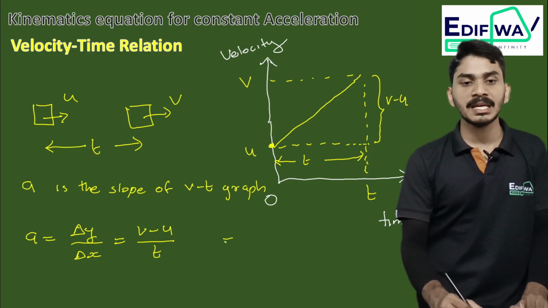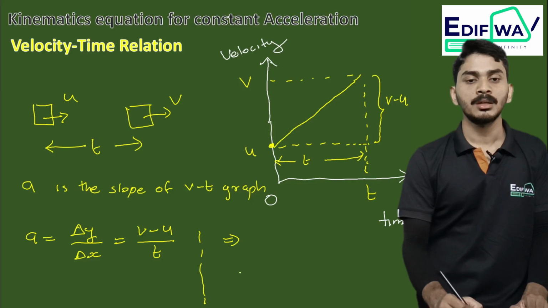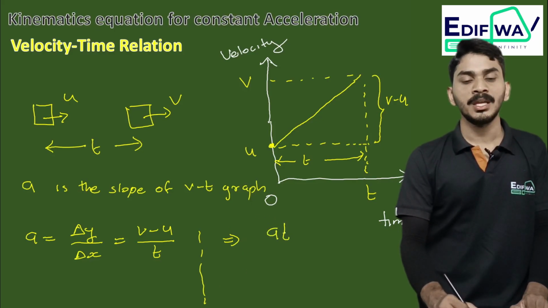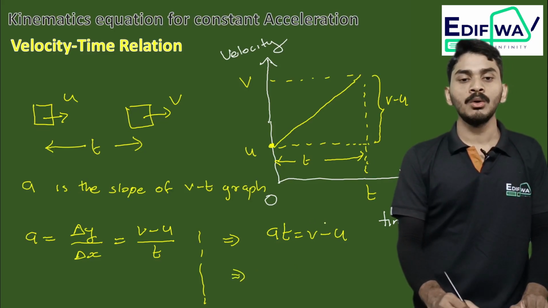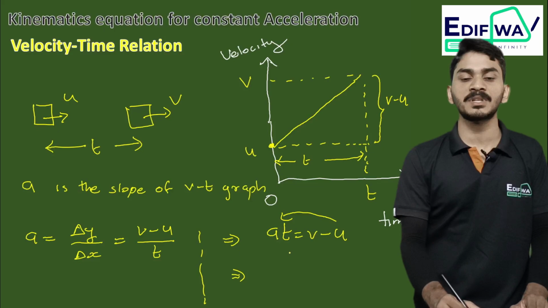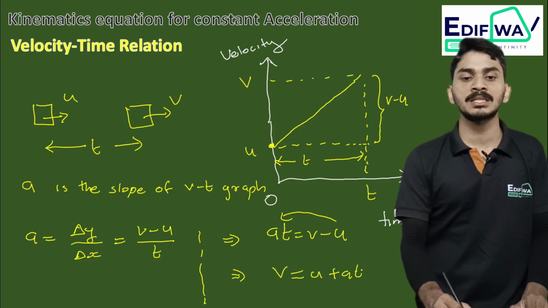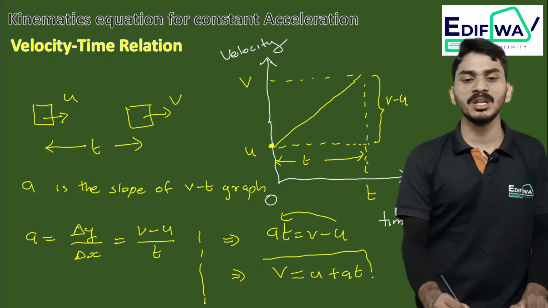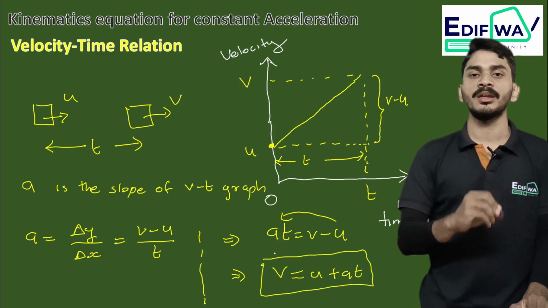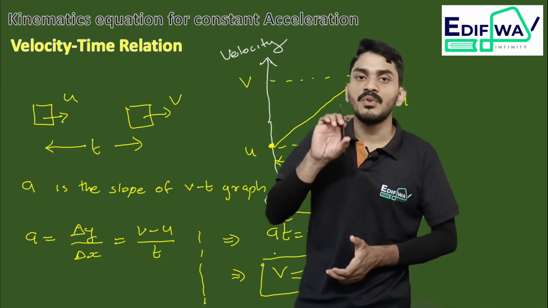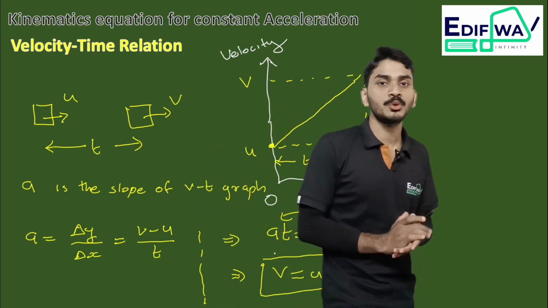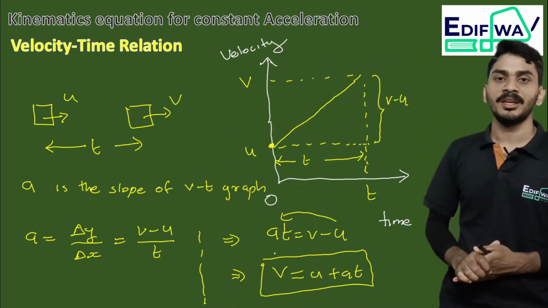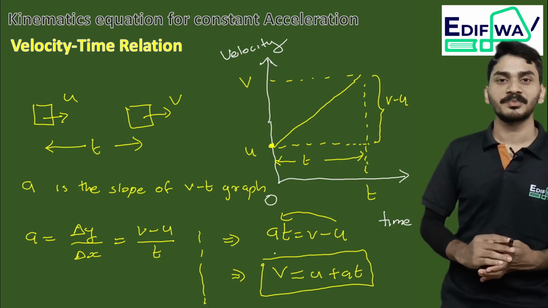Now let's rearrange that. It becomes at is equal to v minus u. Now let's take this minus u to the left hand side, so that your final velocity v is equal to u plus at. This is a very important equation, and this relation is called the velocity time relation. Clear to you? And you have to copy all those things. So copy this.